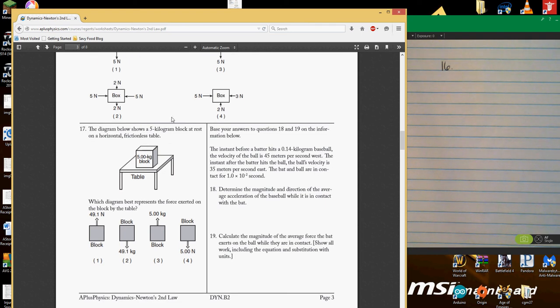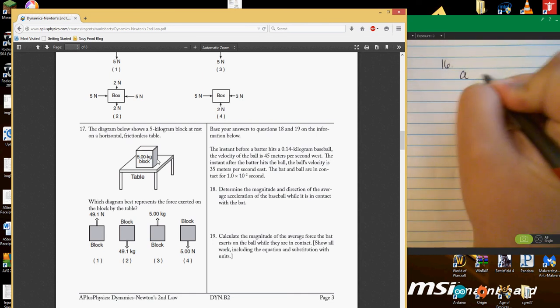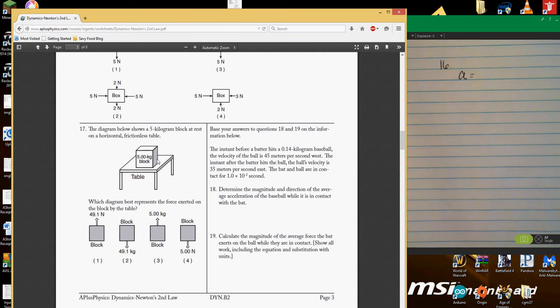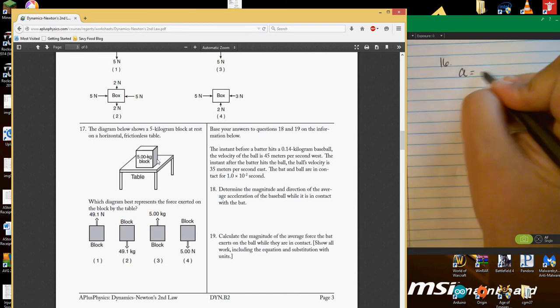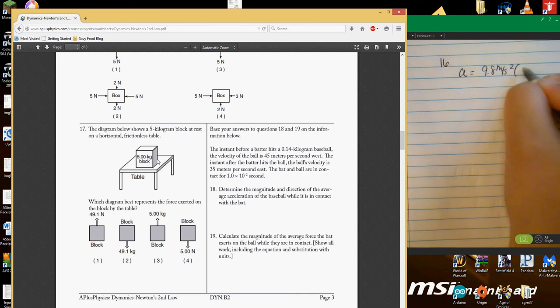The diagram below shows a 5 kilogram block at rest on a horizontal frictionless surface. Which diagram best represents the exerted force on the block? So you need to know what the block is doing. The block does have an acceleration because of gravity. So everything, no matter what, is always being pulled down. So the acceleration is 9.8 meters per second squared, and the block has a mass, which is 5.